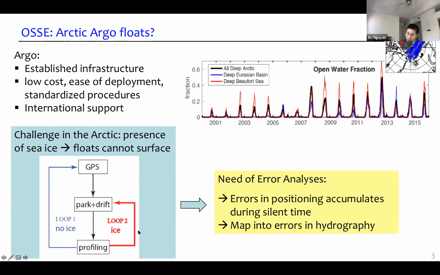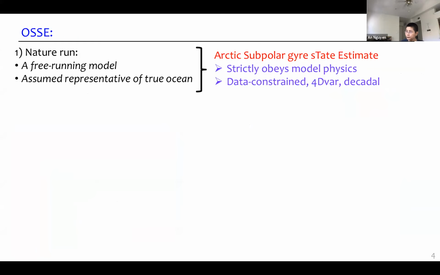But when there's sea ice, it cannot surface, and as a result it goes down again and continues to drift. So it continues to collect the data, but more and more we don't know where it has gone. And so we begin to accumulate error in the positioning, and that error will clearly map into the measurement of the temperature and salinity because we don't know where the positions are. And so we perform an OSSE type experiment to try to quantify that growth of error and whether the measurements can be useful for our purpose of constraining the state estimate.